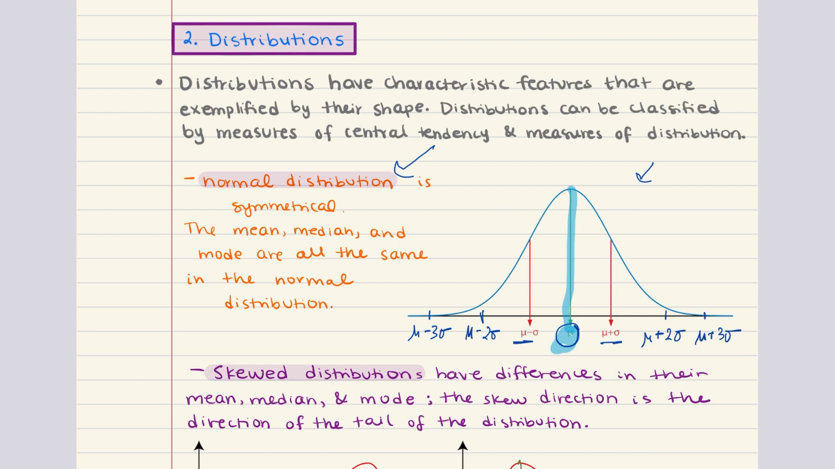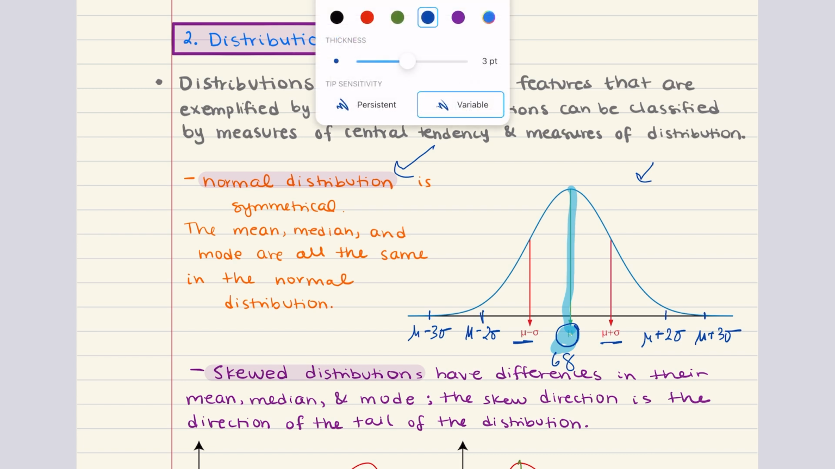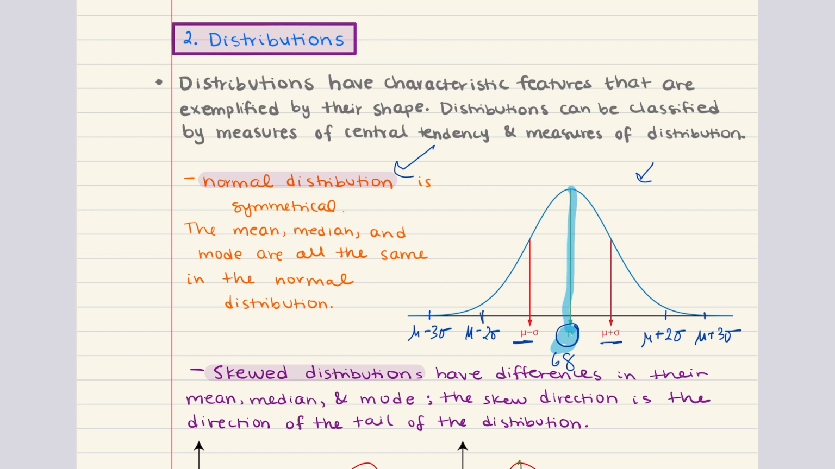Now let's use an example to make this more clear. Let's say that the average adult height in the US is 68 inches. And also let's say that the standard deviation is 3 inches. According to the rule that we just discussed, 68% of adults would have heights between 65 and 71 inches. 95% of adults would fall between 62 and 74 inches, and 99.7% of adults would fall between 59 and 77 inches.